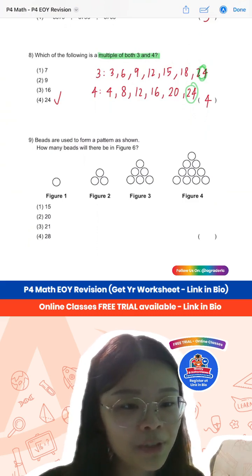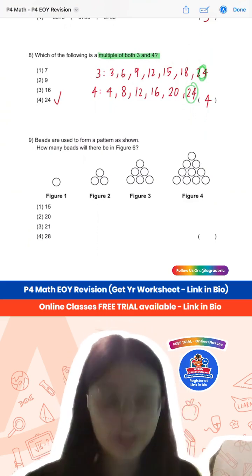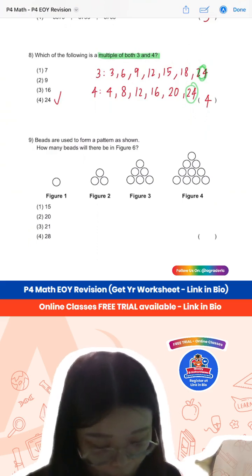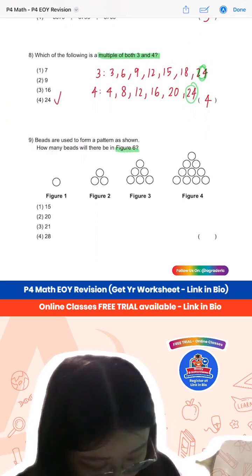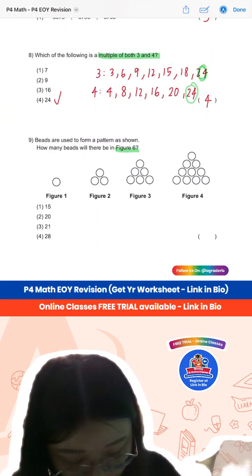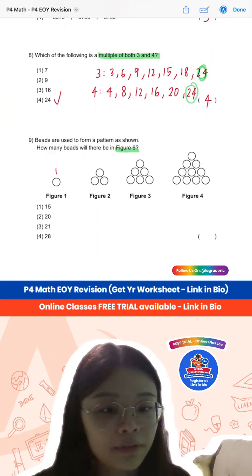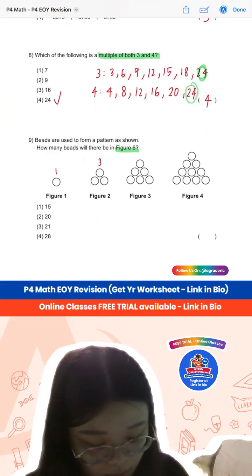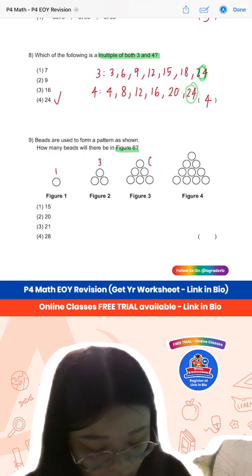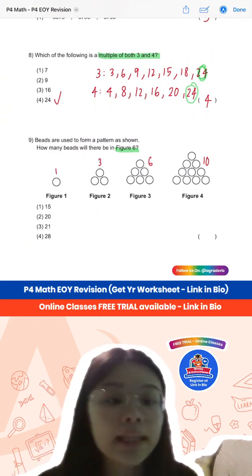Oh good, most of you put option 3. Okay, so the question: how many beads are there in figure 6? Figure 1 has 1 circle. Figure 2 has 3 circles. Figure 3 has 6 circles. Figure 4 has 10 circles.